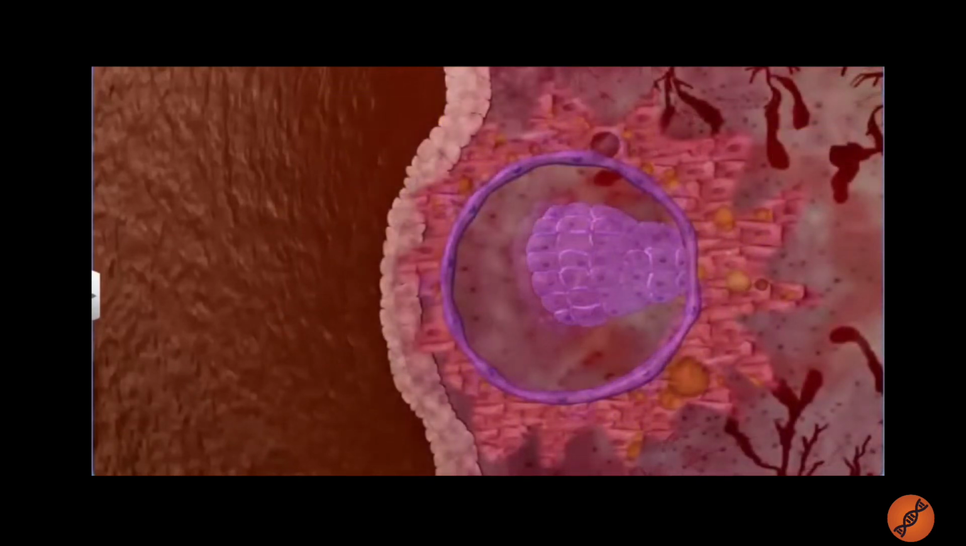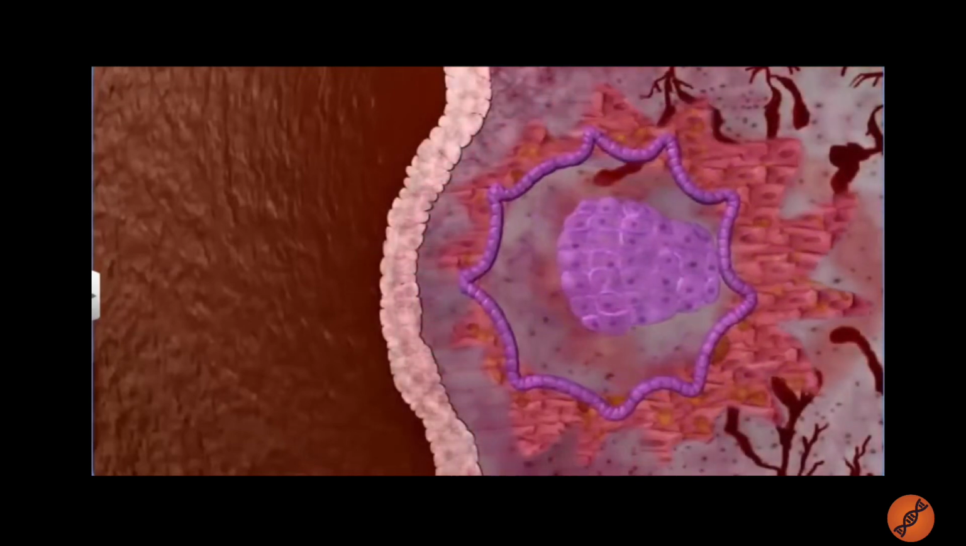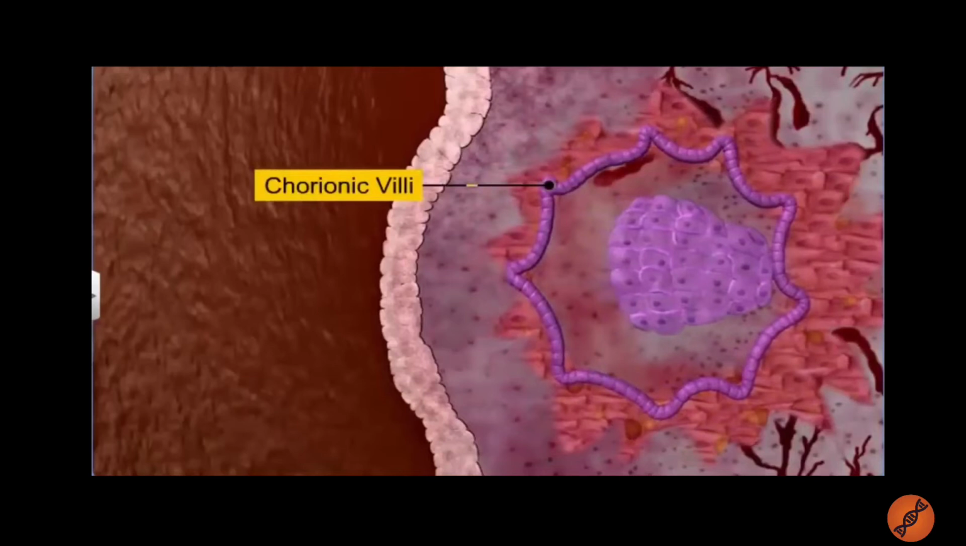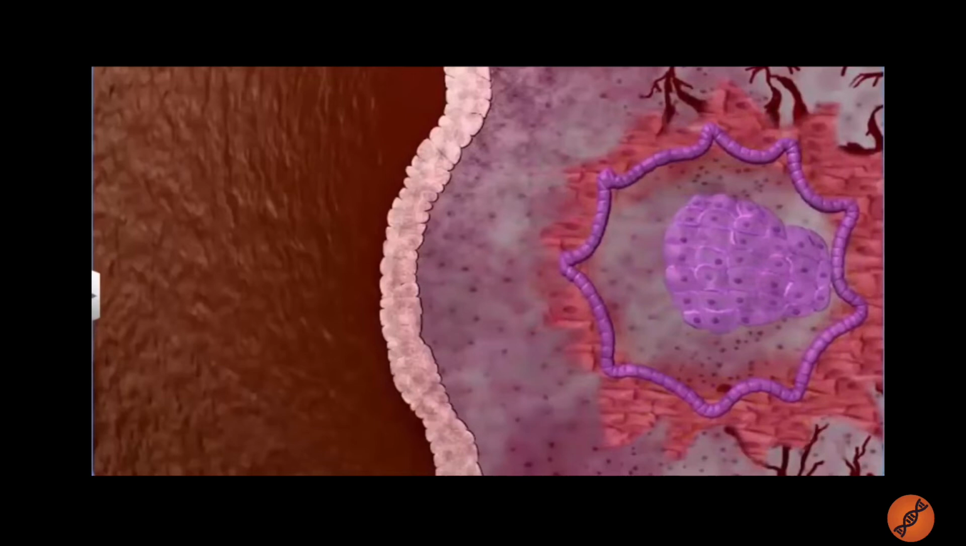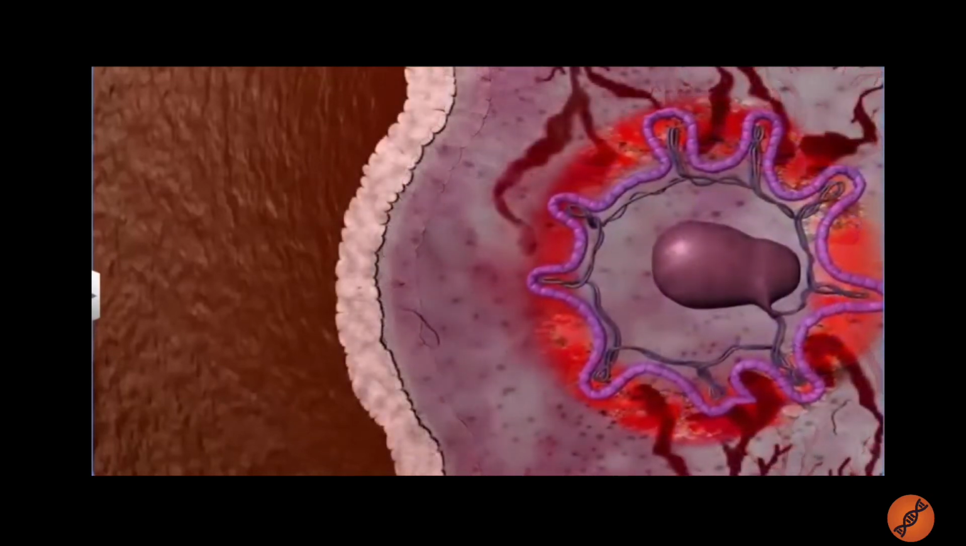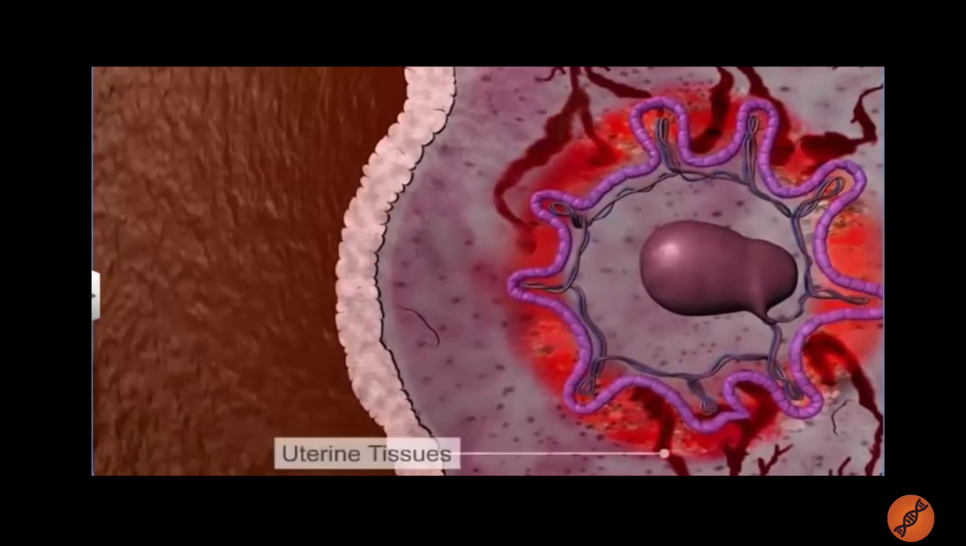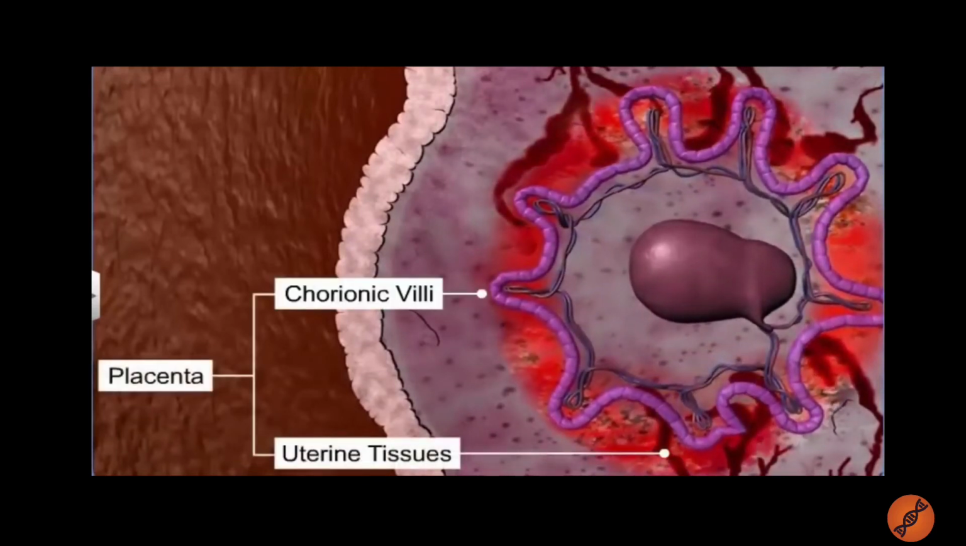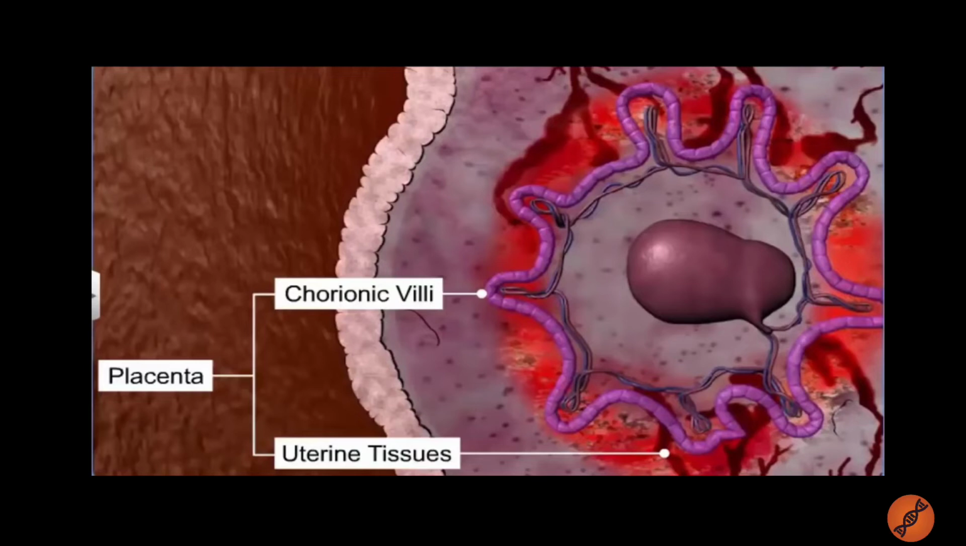As the blastocyst sinks further into the uterus, finger-like projections called chorionic villi start appearing on the trophoblast. As the chorionic villi grow further, they interlock with the uterine tissues to form the placenta, a structural and functional unit between the developing embryo and maternal body.